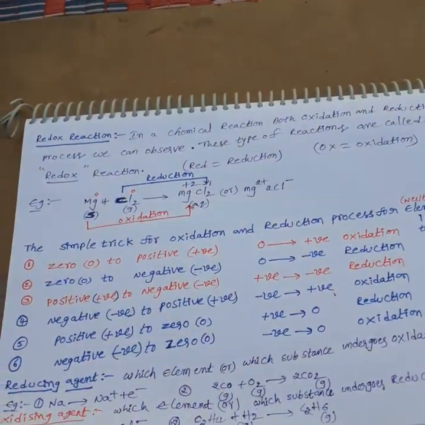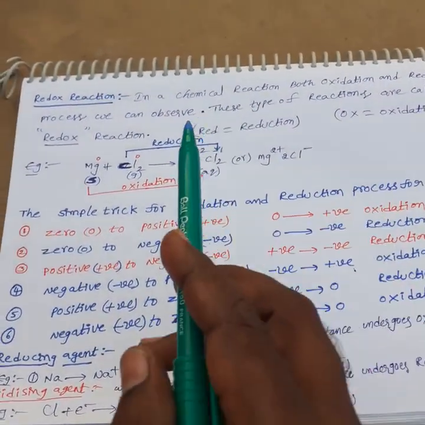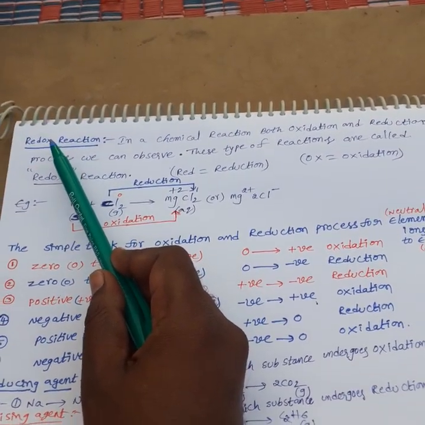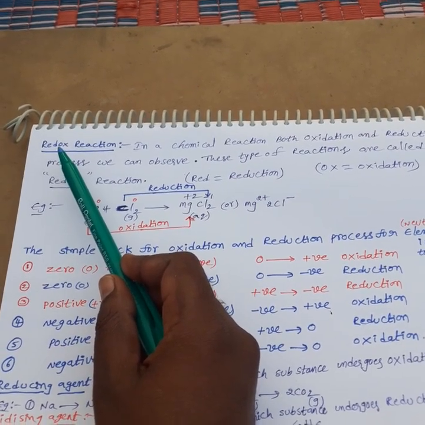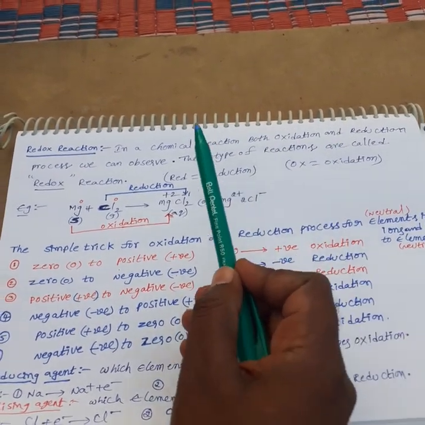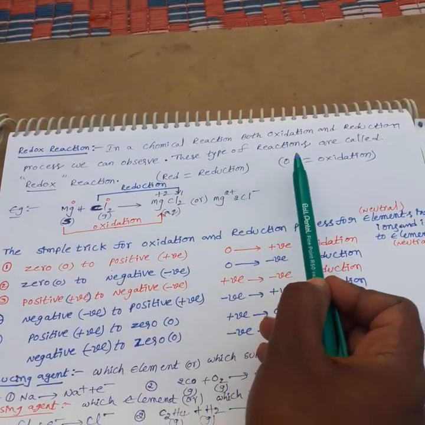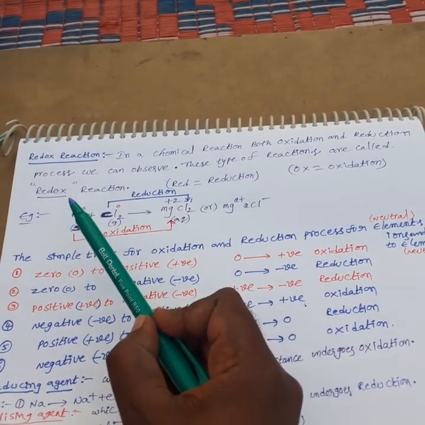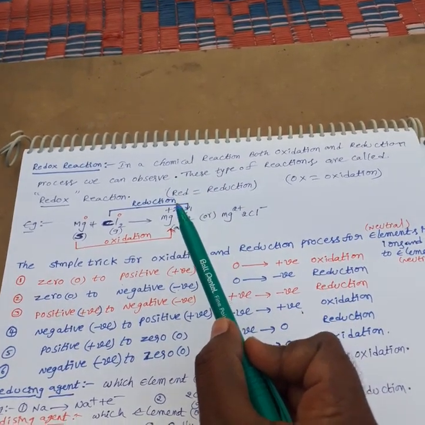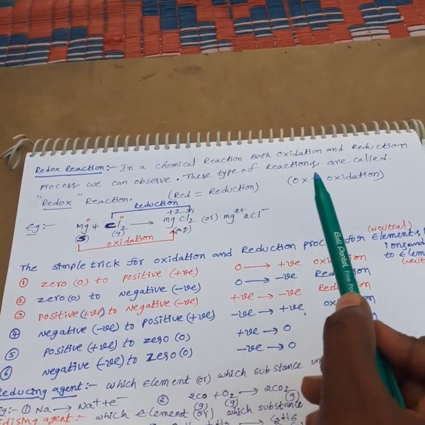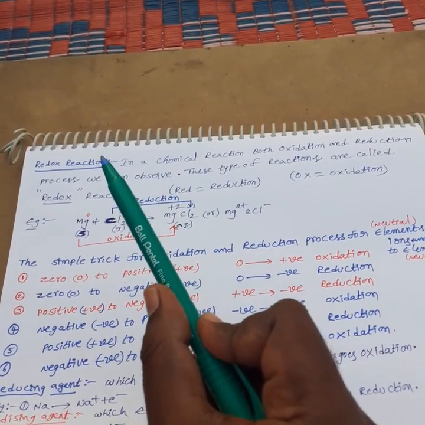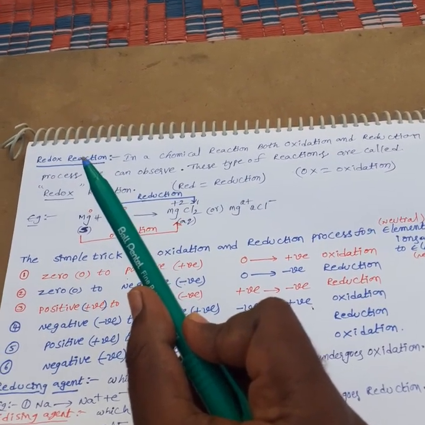After this, here we can follow a very important one, that is called a redox reaction. What is the meaning of redox reaction? Generally, redox reaction means that in a chemical reaction, both oxidation and reduction processes can be observed. These types of reactions are called redox reactions. In redox, red is taken from reduction, ox is taken from oxidation. Both reduction and oxidation processes we can observe in one chemical reaction, that is called a redox reaction.